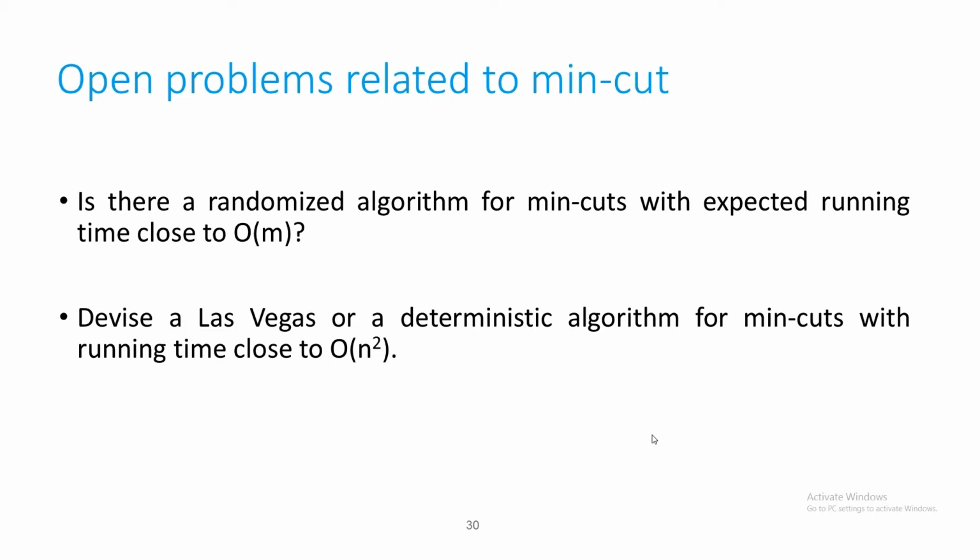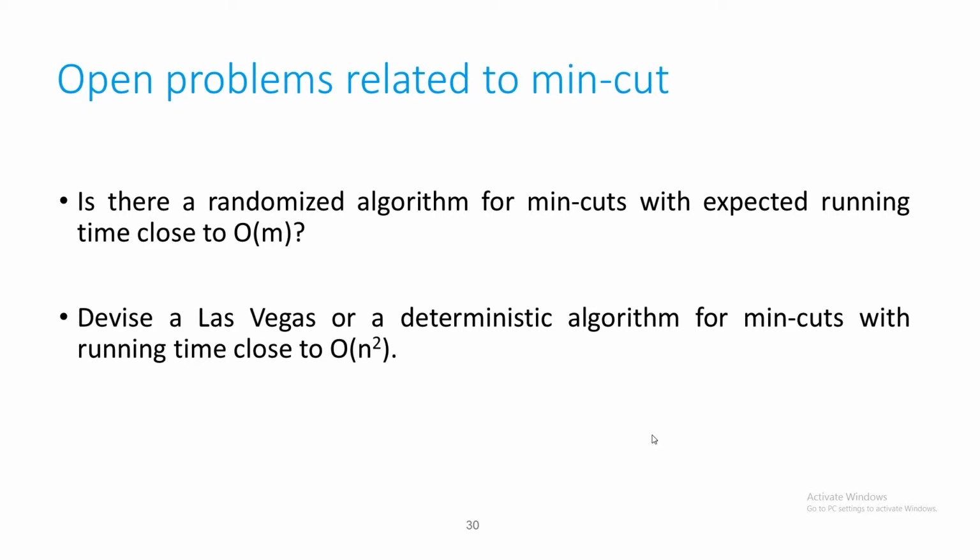So, is there a randomized algorithm? First you have to answer, is it possible or not, correct? When you do comparison based sorting, what is the least time needed? N log n, correct? Theoretically it is proved. So, you cannot do below n log n. Similarly, is it possible to have a randomized algorithm for the min cut problem with the expected running time of order of n? When you do the expected running time, naturally you can expect the algorithm to be a Las Vegas algorithm.